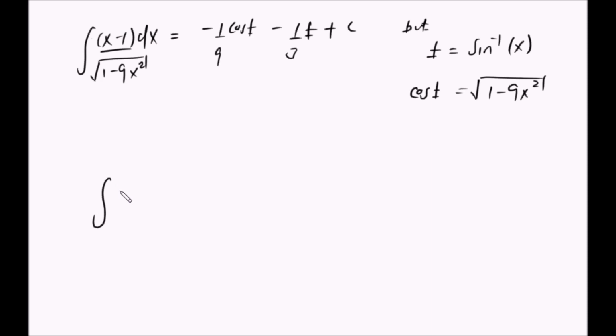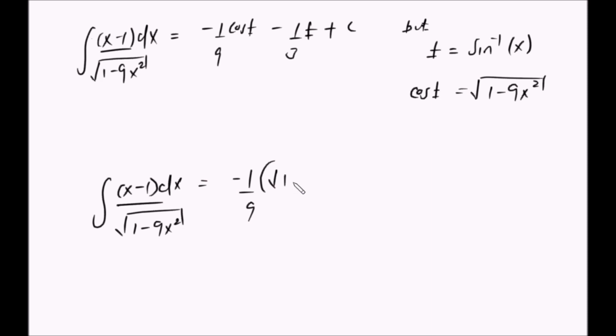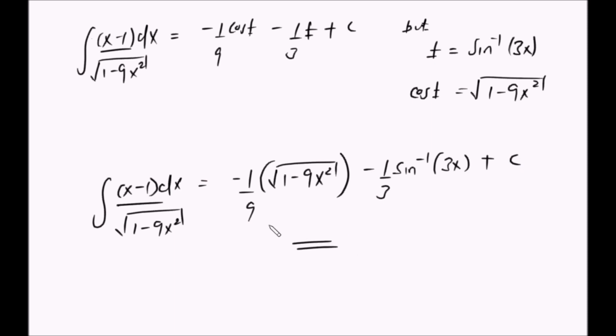So our final answer now ya hii integral itakuwa sasa negative 1 over 9. So square root ni 1 minus 9x squared minus 1 over 3. Hapa nikosea kidogo, haikuwa inverse ya sin of x, okay? Ilikuwa ni inverse ya sin of 3x. Okay, so minus, kwa hiyo t ni hiyo sin of inverse of 3x plus c. So this one now is the final answer.